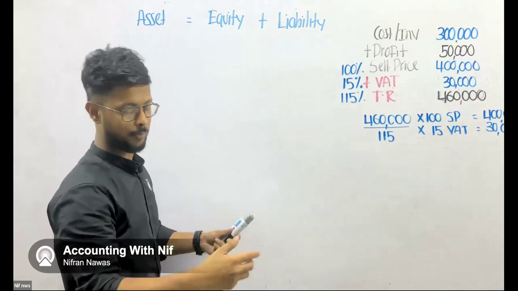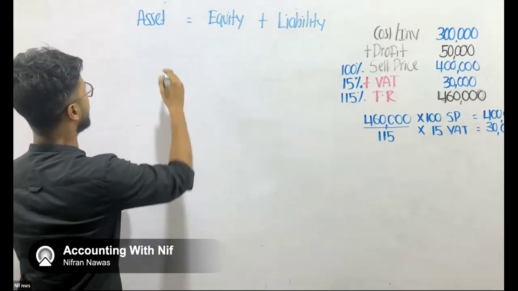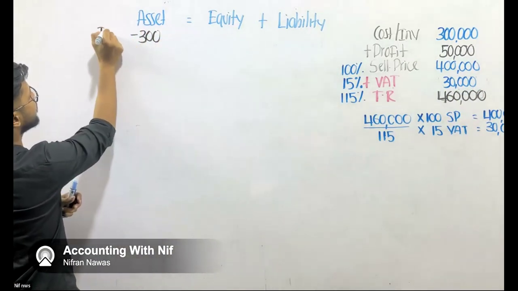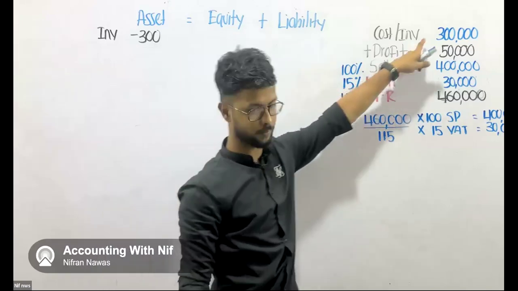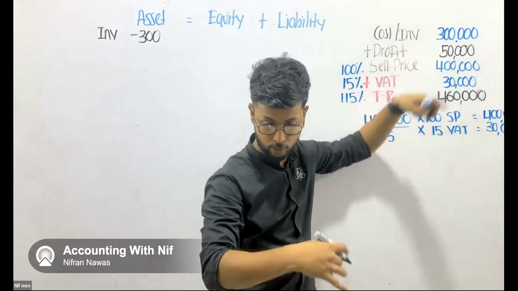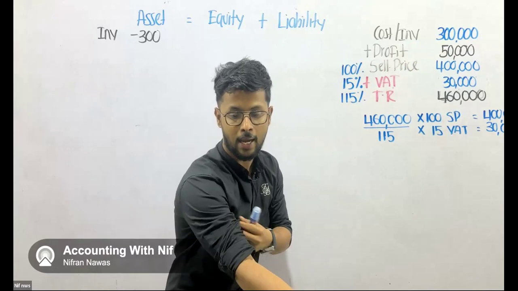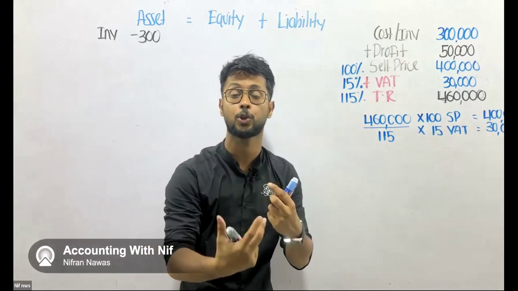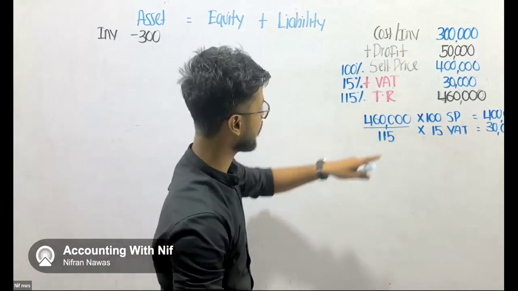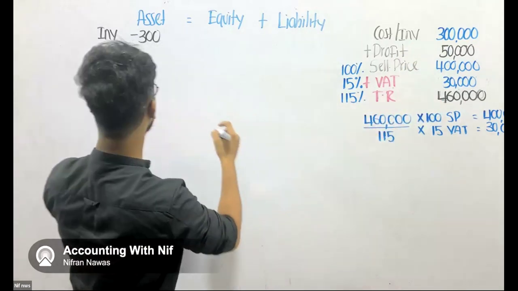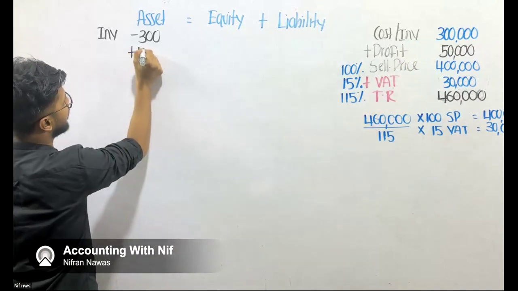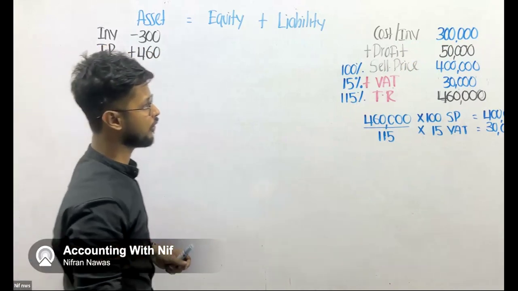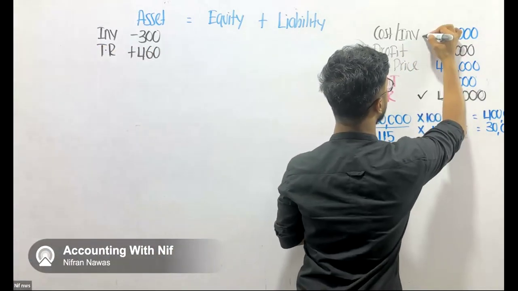So when you sell, what happens? Inventory goes out. So I will decrease my inventory by 300,000. Why? Can you see? Inventory goes out by 300,000. Okay. And how much is the trade receivable now supposed to pay you? Trade receivable is supposed to pay you 460. So now trade receivable is an asset, right? Again, my asset is increasing by 460. So we are done with this.